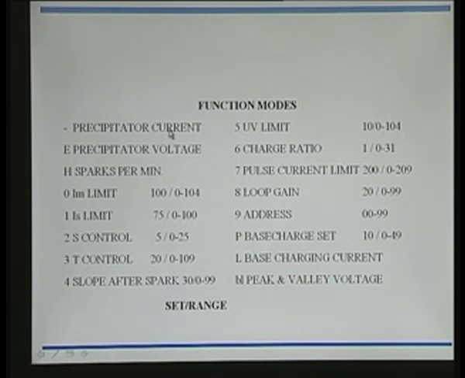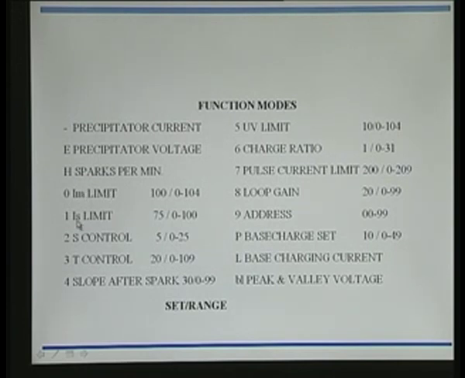It is actually rated up to 1 amp maximum, and 80 kilovolt is the DC voltage, which is next. E stands for the precipitator voltage. And how many sparks have occurred per minute, that is also very important, because safety is very important. That can be got in H mode. And then how much maximum current you can set is determined by 0 mode, so I maximum limit.